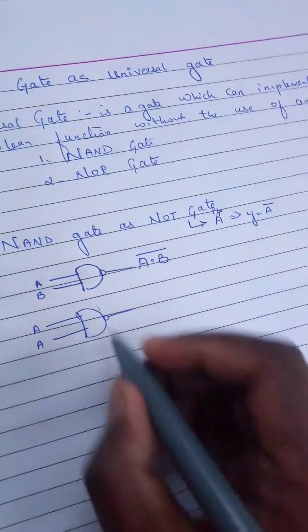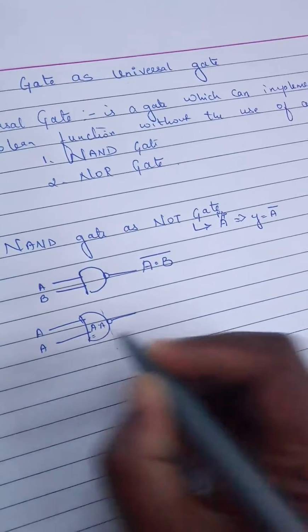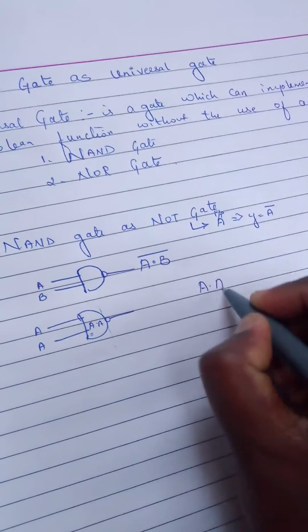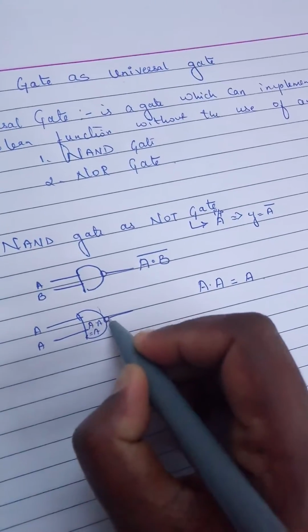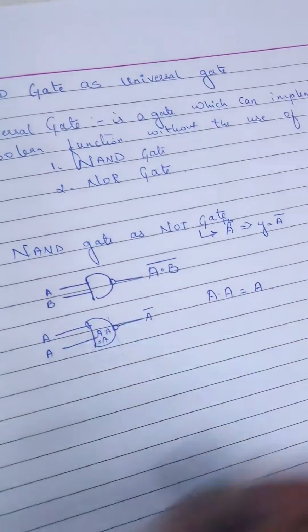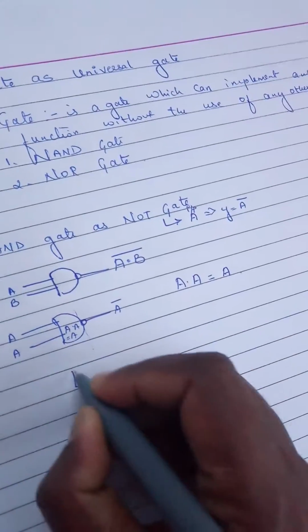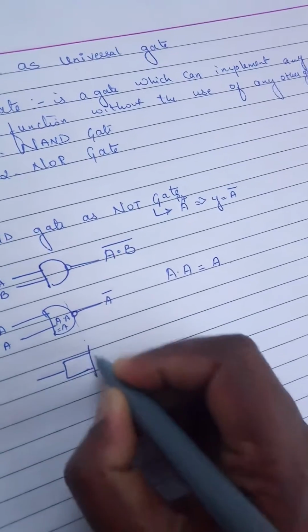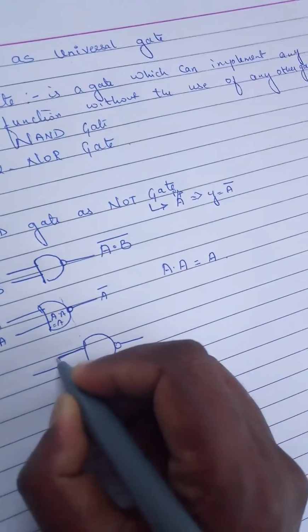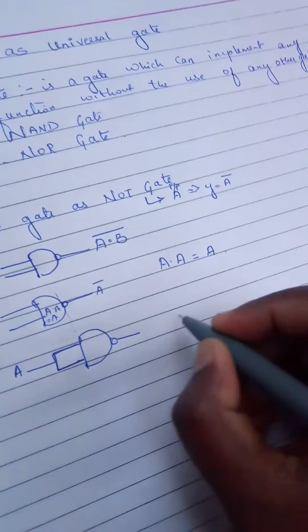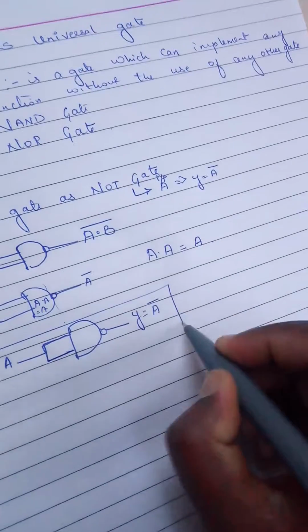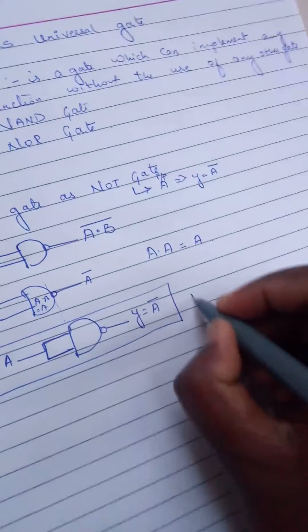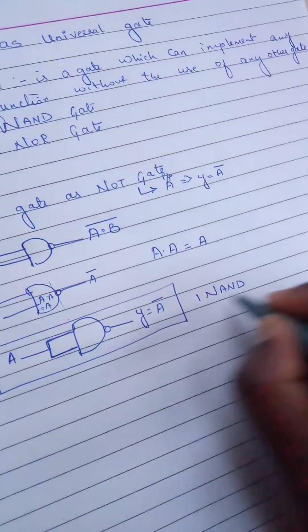This part of the circuit performs A dot A according to Boolean function. A dot A is A, right? So this is equal to A, and the complement we should get as A bar. So the general representation of a NAND gate as NOT gate is shorting both the inputs and giving it to input A, wherein Y is A bar. So this circuit is using one NAND gate to implement a NOT gate.